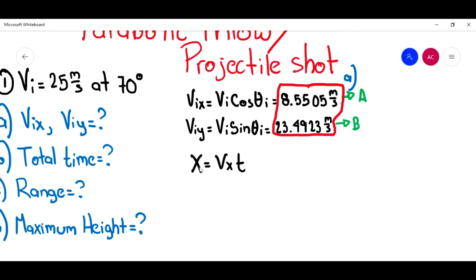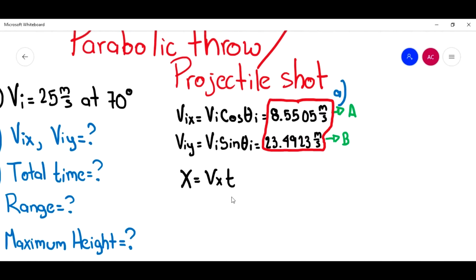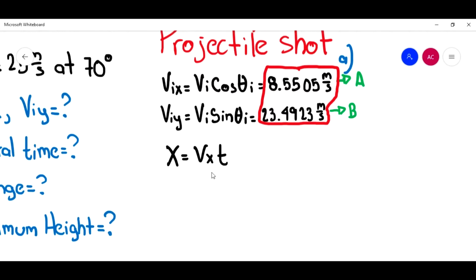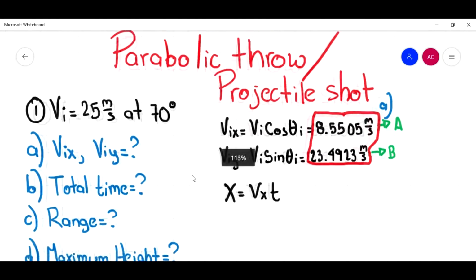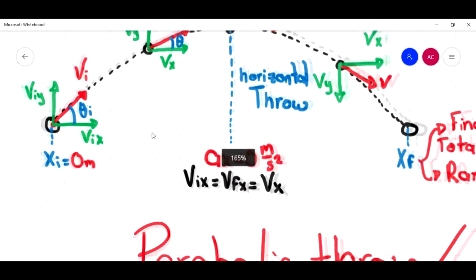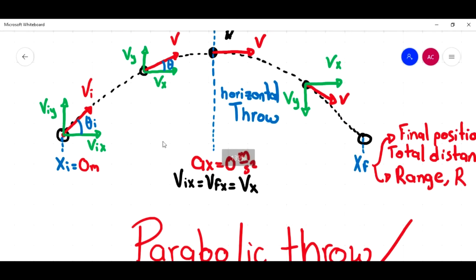The position in x, I repeat, equals the velocity in x multiplied by the time. Remember that the velocity in x is going to be constant. So, for example, if I want to find the range, I need to find the final position.